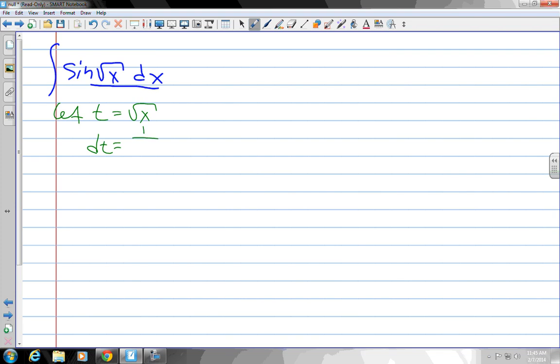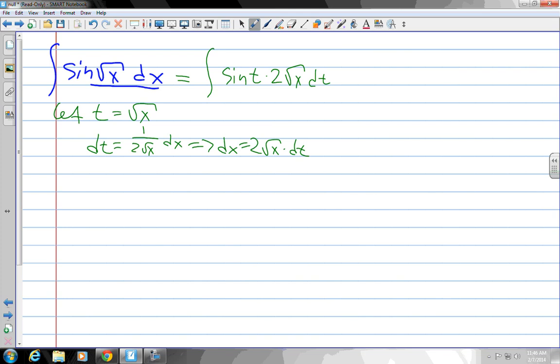Yeah, so 1 over 2 square roots of x dx. So then dx is 2 root x times dt. Okay, so if I make that substitution, I'll get sine of t times, instead of dx, I have 2 square roots of x dt.